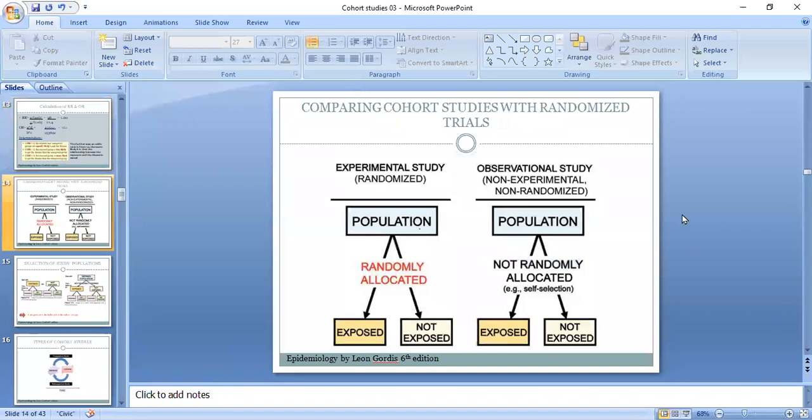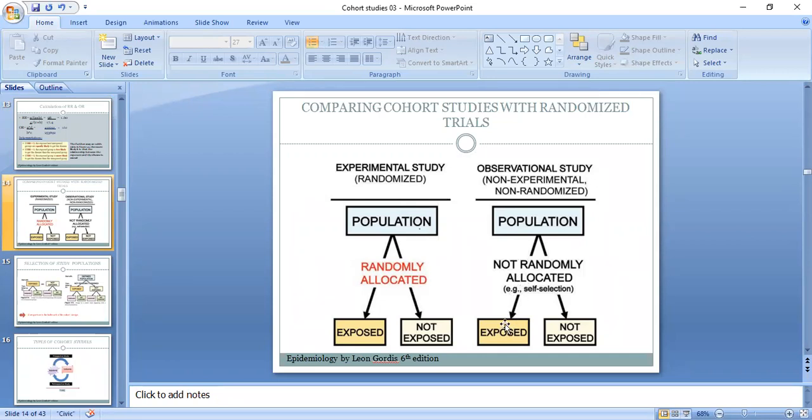Now the comparison of the cohort studies with the randomized control trial. Both study designs are similar in that we are comparing the exposed and unexposed groups, but in an experimental study we give an intervention and we do randomization, while in observational studies we don't give any intervention.